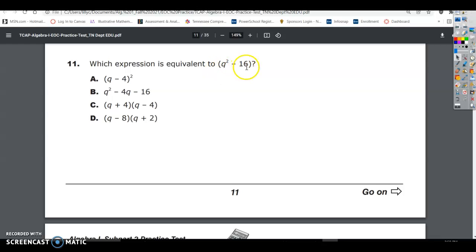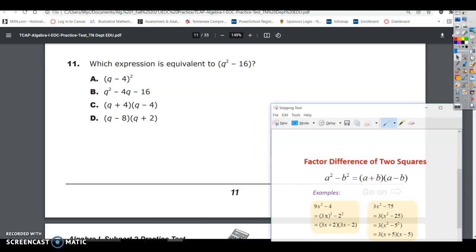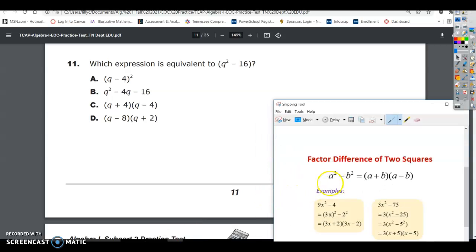This is a difference of squares. If you remember, difference of squares is one way of factoring. All right, so if you have a perfect square minus a perfect square, which is what we have here, then that factors into two binomials, a plus b times a minus b. All right, and a couple examples are listed.